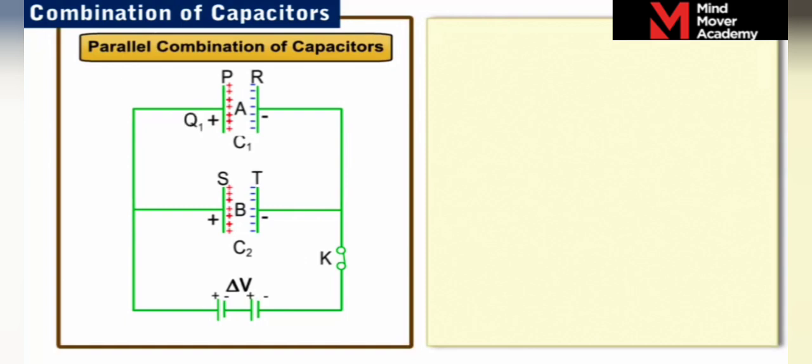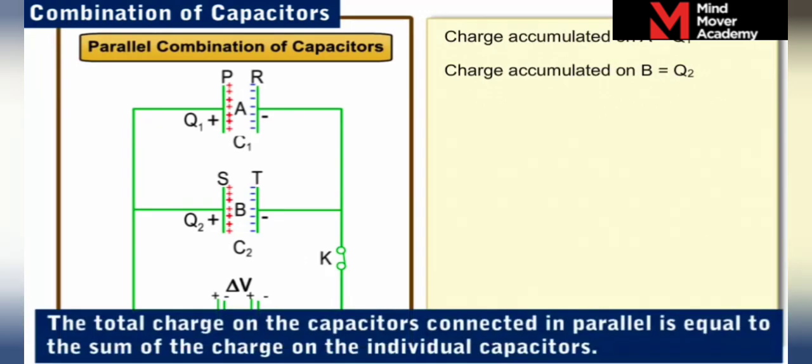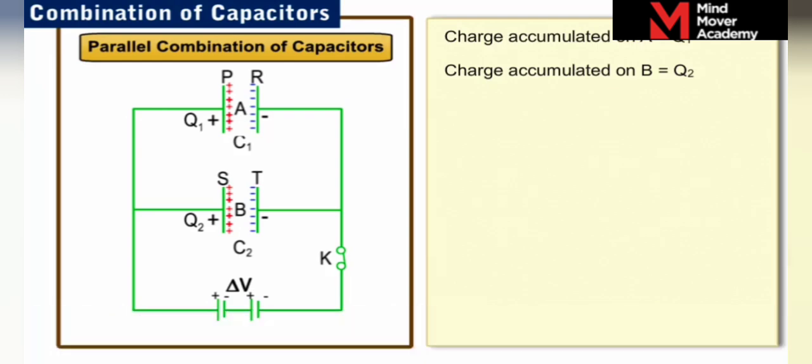Let Q1 and Q2 be the charge accumulated on the plates of the capacitors A and B, respectively. The total charge on the capacitors connected in parallel is equal to the sum of the charge on the individual capacitors. Hence, the total charge Q on both the capacitors A and B is equal to Q1 plus Q2. Let us label it as equation 8.